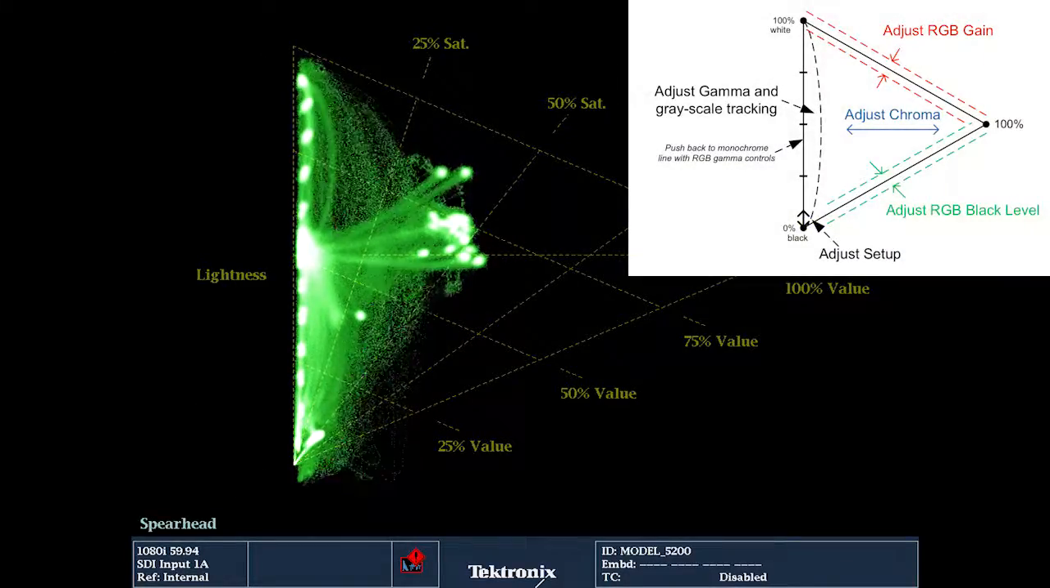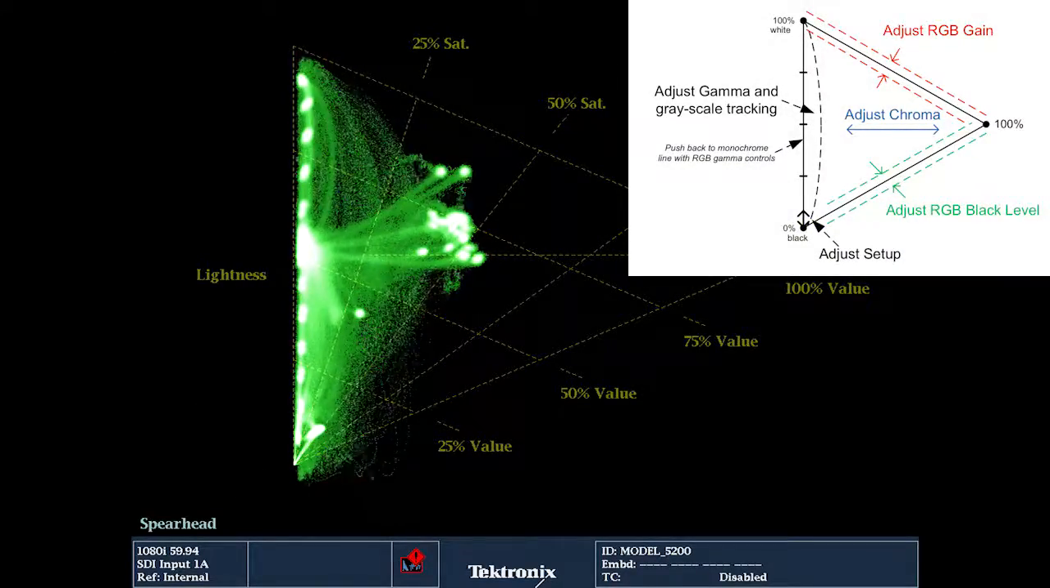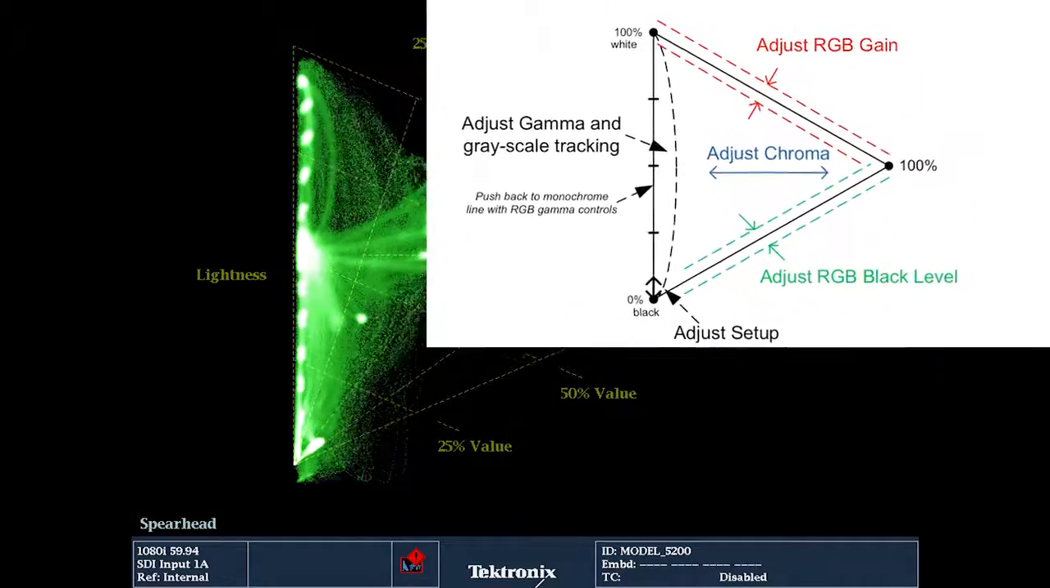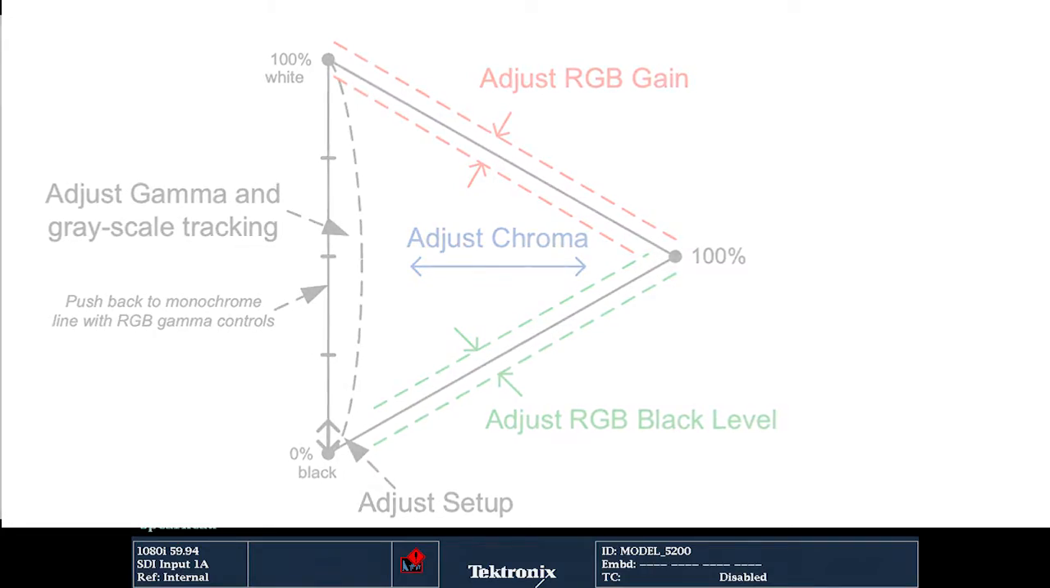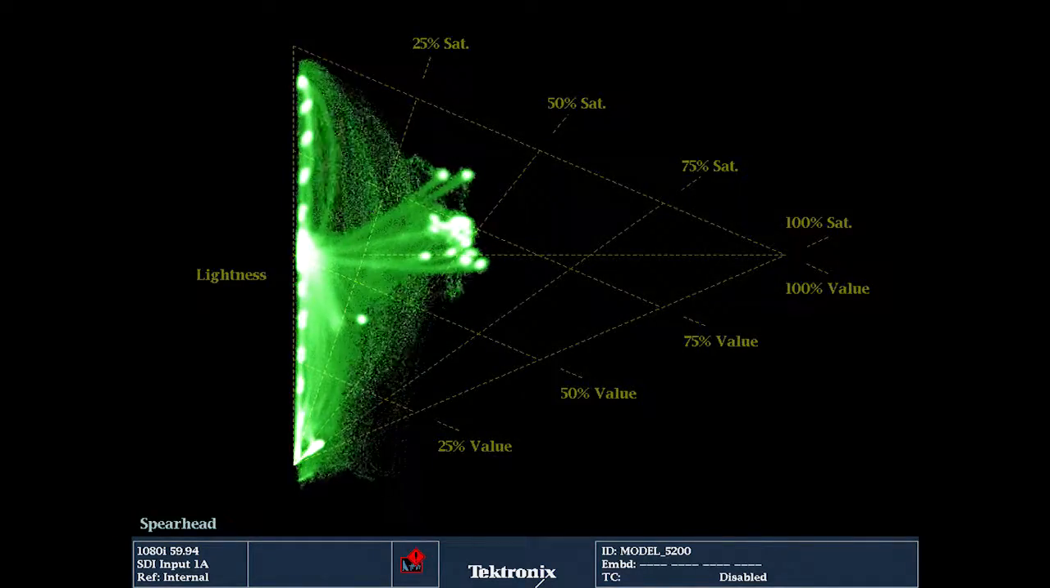The Spearhead display from Tektronix can be used to adjust grayscale tracking of the video signal, ensuring the purest blacks and whites of your signal. Additionally, the Spearhead can help in matching signals to ensure that you have similar saturation.